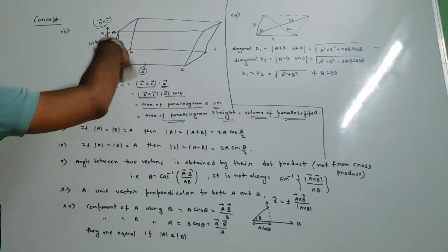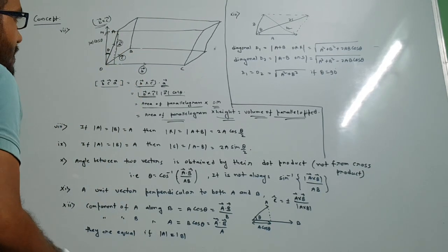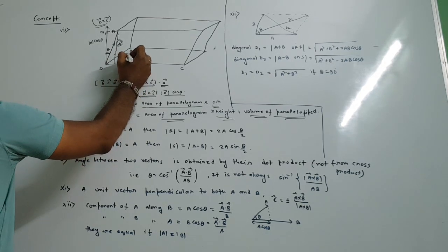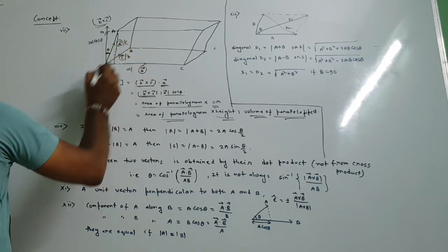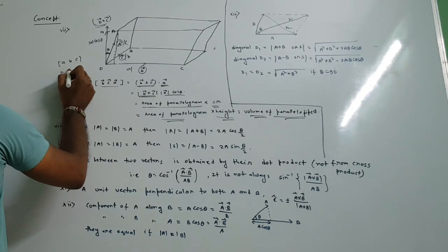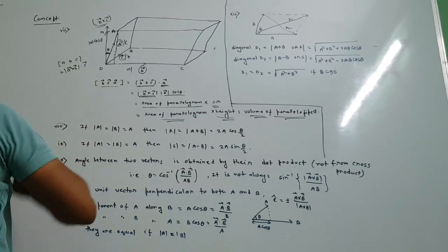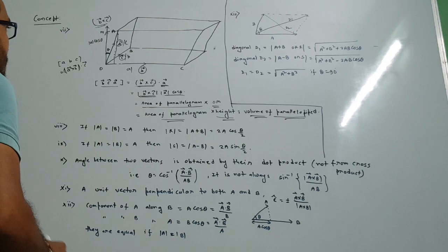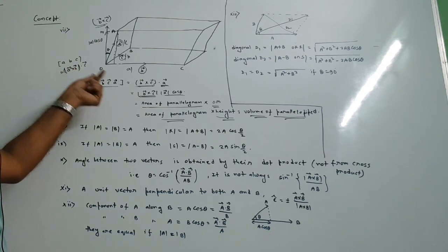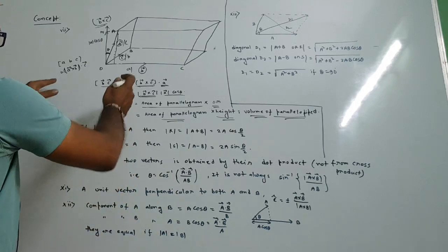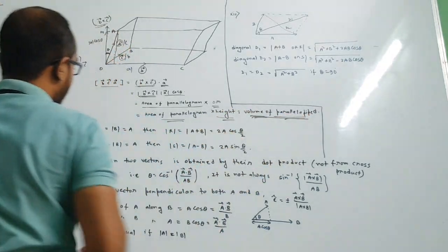Okay. Now diagrammatically it is extremely important. You have to know the logic behind this. If it is A, if it is B, if it is C, then the order would be A, B, C. Then it would be A cross B dot C. And we already know that A cross B dot C, B cross C dot A, all these things are equal. All these things represent the volume of the parallelepiped.